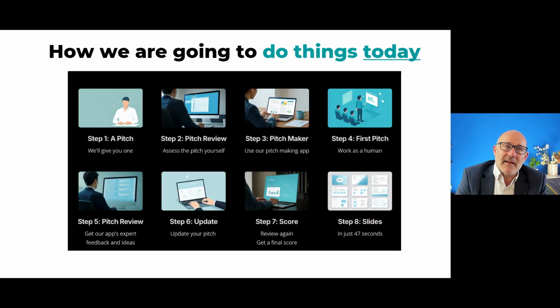Here's how we're going to do things today. We're going to go through a 7-step process. What I'm going to do is give you an example that you can follow through and go through together. If you're watching this video on your own, you can take your pitch and replace it for our pitch. We're going to give you a pitch to start out with. We're going to ask you to review that pitch. We're then going to take you through a pitch maker tool, and you get a first pitch. I'll show you how you can upload that to a pitch review tool, update it, get a score, and make slides from that pitch.